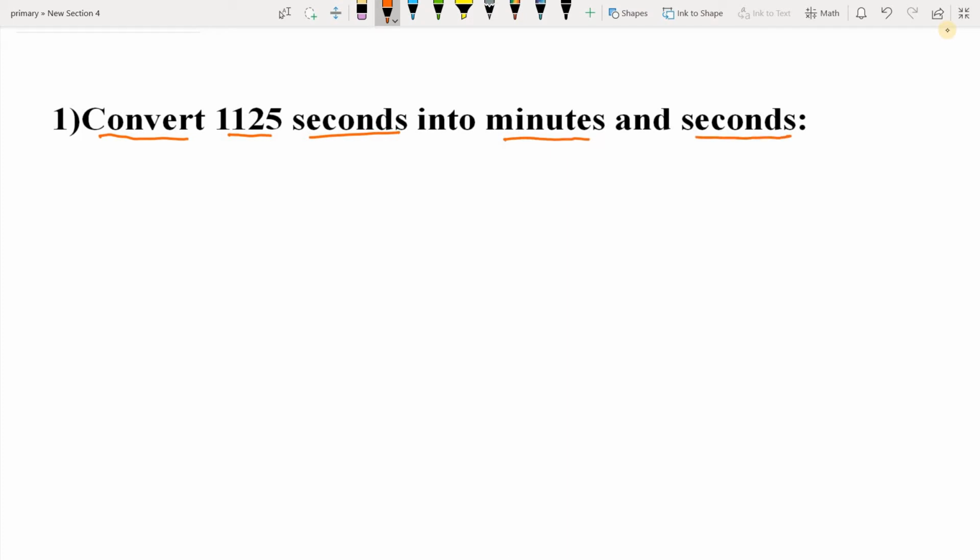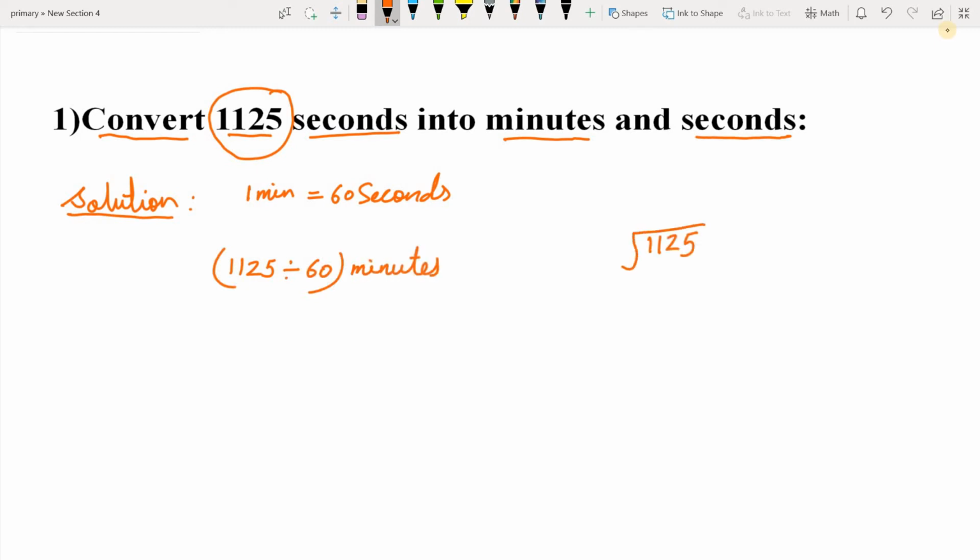Students, here in this question we have given 1125 seconds. यहाँ पे हमें स्मॉल यूनिट को बिग यूनिट में कन्वर्ट करना है. तो आपको पता है कि जब हम स्मॉल यूनिट को बिग यूनिट में कन्वर्ट करते हैं तो हम डिवाइड करते हैं. So here we will divide. So let's start. Students, as we know that 1 minute is equal to 60 seconds. Therefore here we will divide 1125 by 60 minutes. So let's divide 1125 by 60.